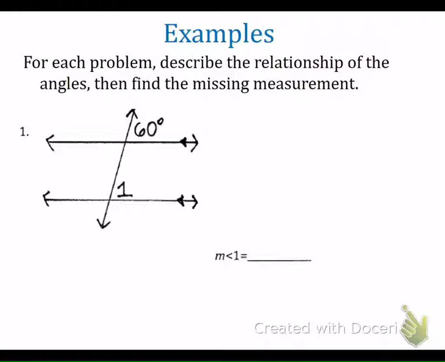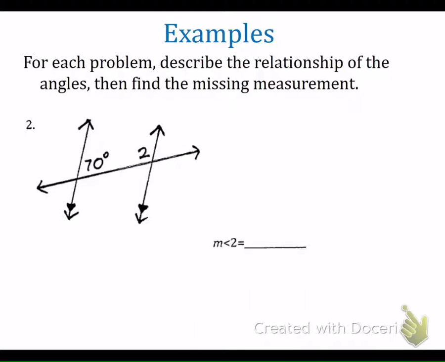All right, so number 1 says for each problem, describe the relationship of the angles, then find the missing measure. So these two angles are what? Corresponding and congruent. Good. They're corresponding. So what's the measure of angle 1? 60 degrees. Good. The ones you want to keep an eye out for are the same side interiors or the linear pairs. Questions for number 1. Number 2.